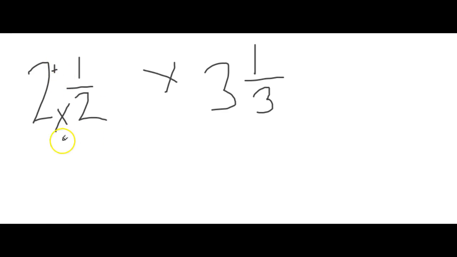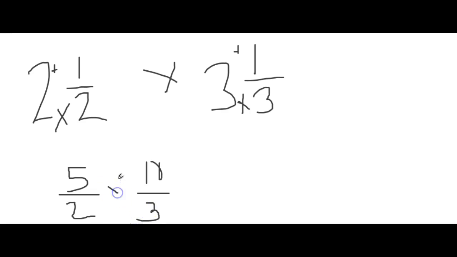That's times and plus. 2 times 2 is 4, 4 plus 1 is 5, so that becomes 5 over 2. 3 times 3 is 9, plus 1 gives you 10 over 3. And we're going to multiply across. 5 times 10 gives you 50 over 2 times 3, which is 6.